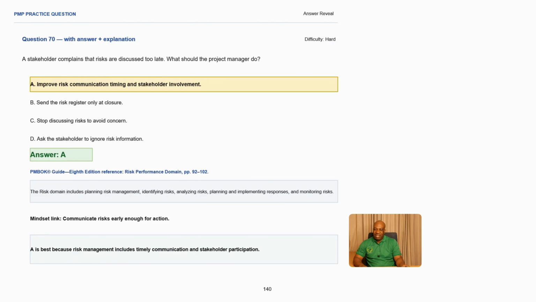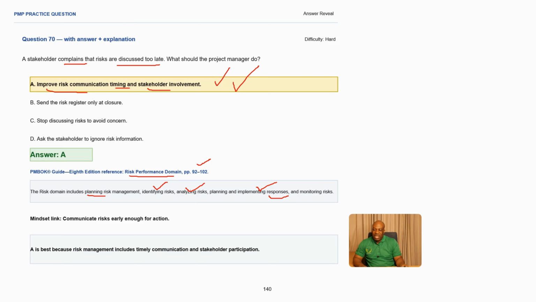So the best answer here is A. Okay? You need to improve risk communication, timing, and also stakeholder involvement. Now, how do we reference this to our PM book? Risk performance domain, which is on pages 92 to 102. What does it say? The risk domain includes planning, risk identification, analysis, and implementation of responses. So this stakeholder is complaining that the risks are being discussed too late, all right.